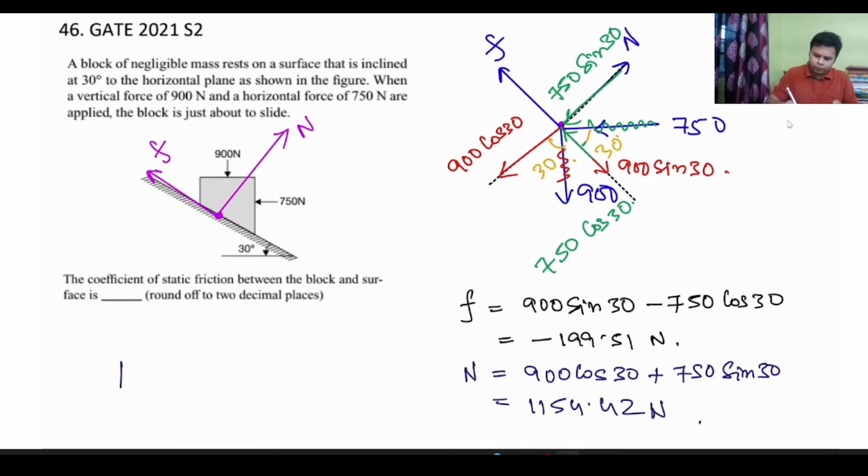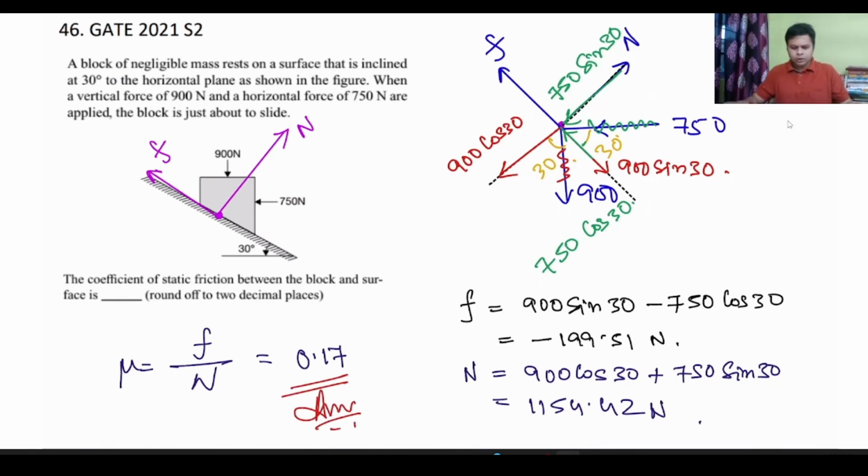So what will be the value of mu? Mu is equal to frictional force divided by N. So it is 199.51 divided by 1154.42. It is coming out to be 0.1728. So two decimal places means 0.17. Easy question, only that you have to draw the FBD, resolve the forces, and a very simple concept.